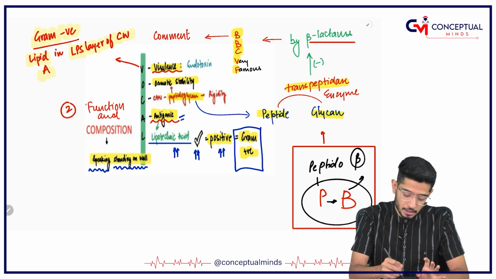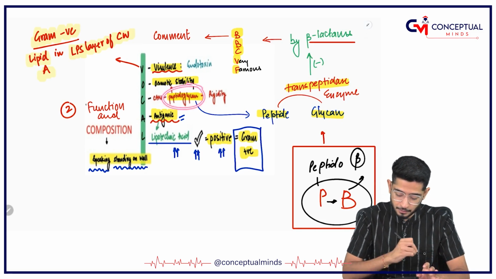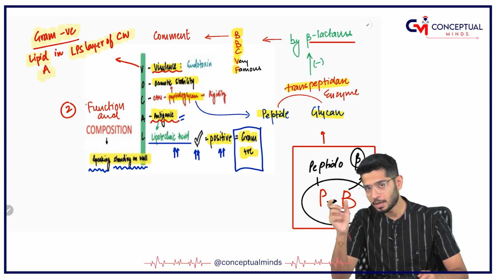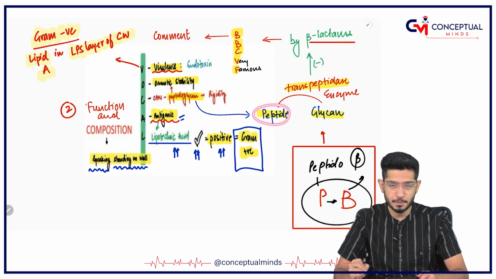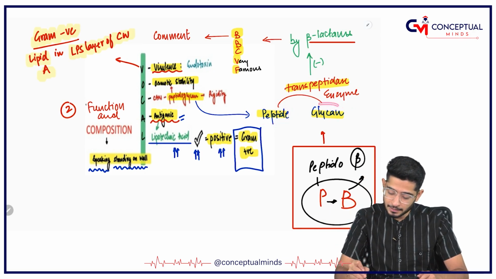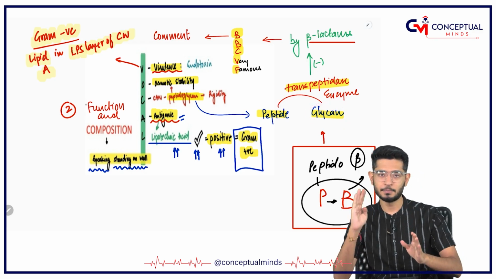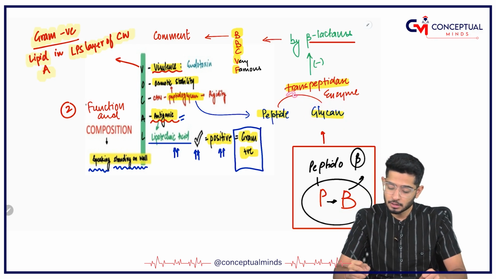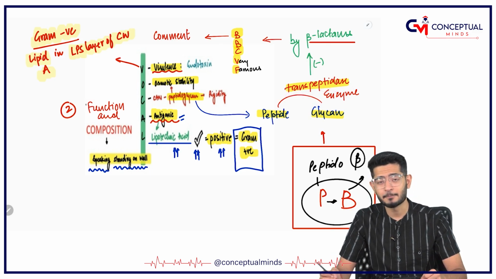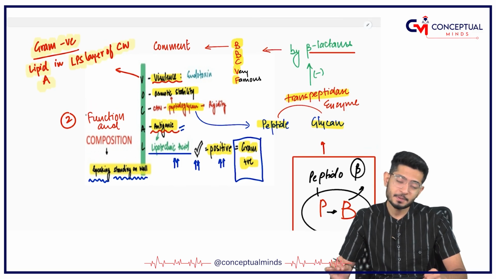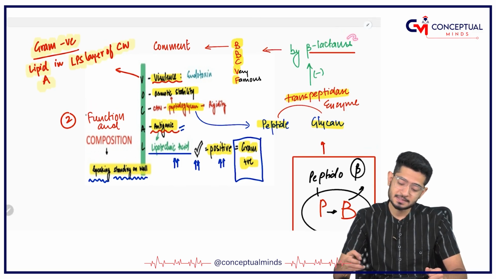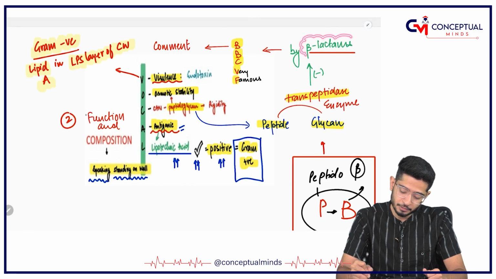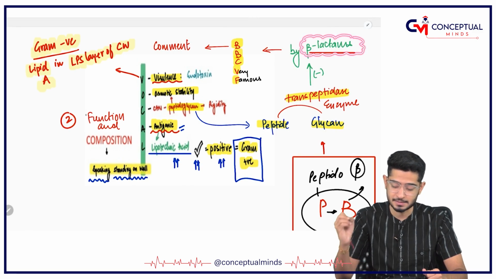Now coming on to an important part, peptidoglycan. Remember, peptido and glycan. Peptido means peptide, that means protein, and glycan. Both of them, peptido and glycan, are linked by the enzyme called transpeptidase. Transpeptidase enzyme is something that is inhibited by the beta-lactam group of antibiotics.